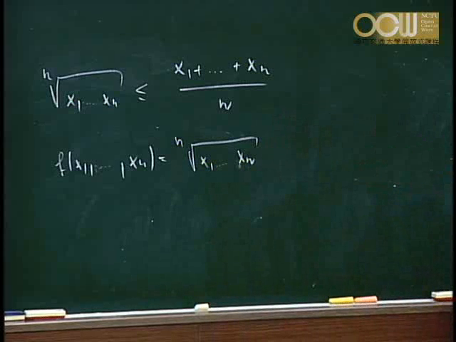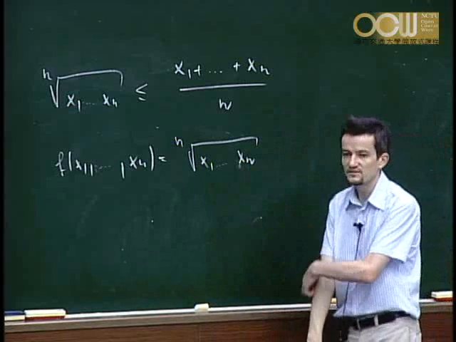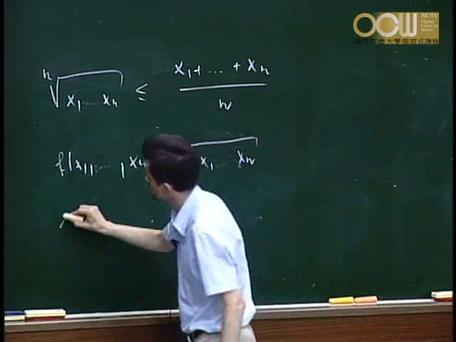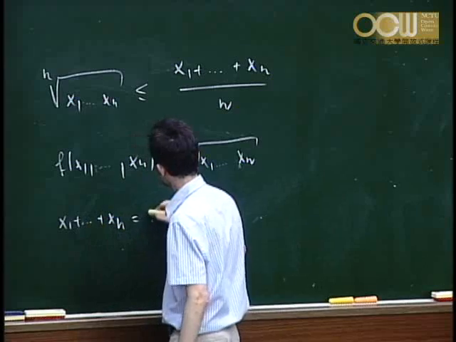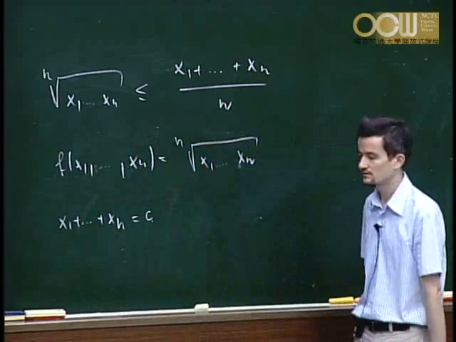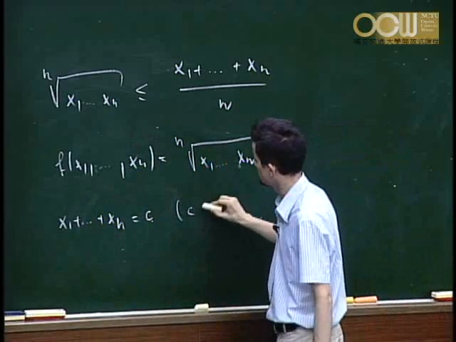And maybe the constraint is a little bit more tricky. So what we choose is this one: x1 up to xn is equal to c, where c is a constant.